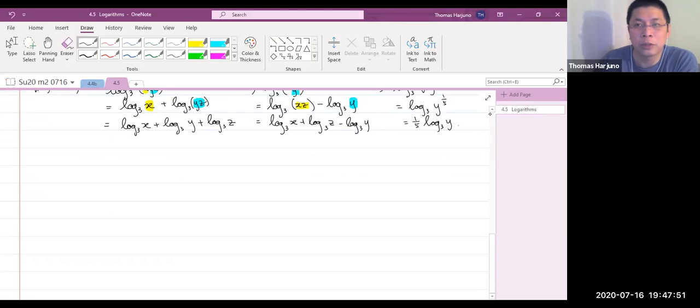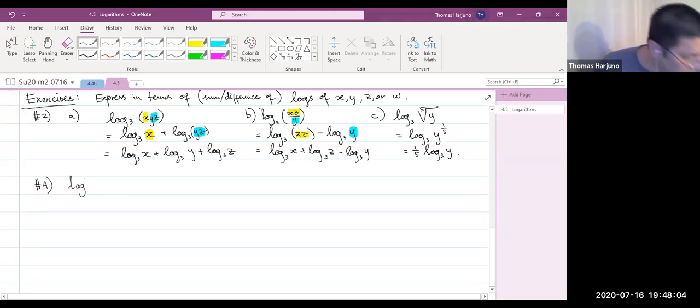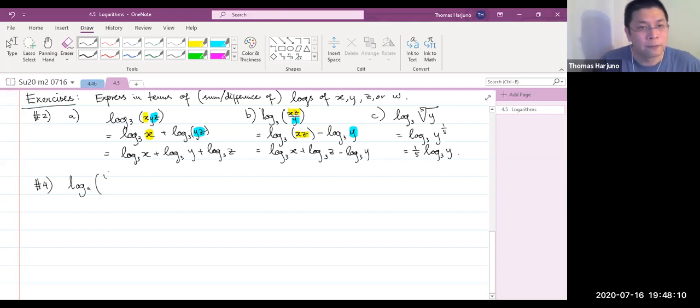I think that should be quite basic. Number 4. Number 4, log base a of y to the 5th w squared over x to the 4th z cubed.